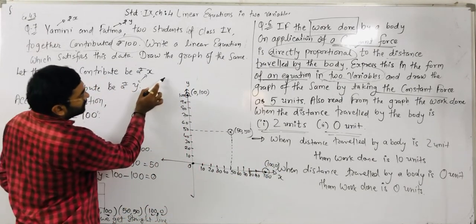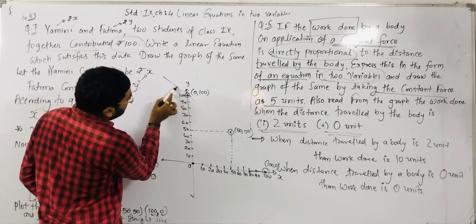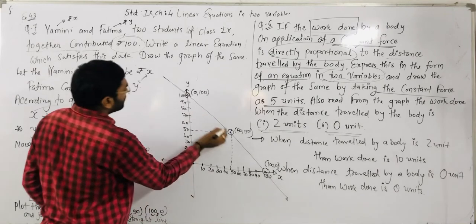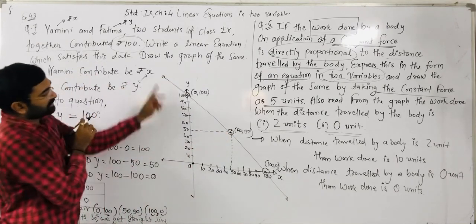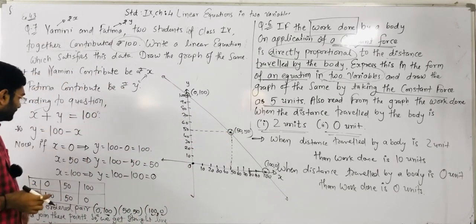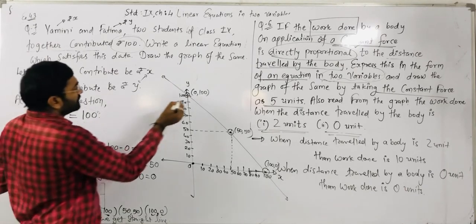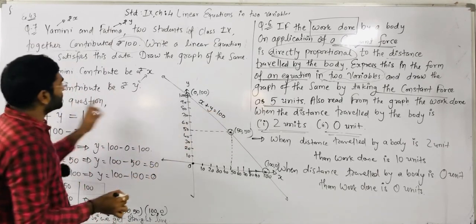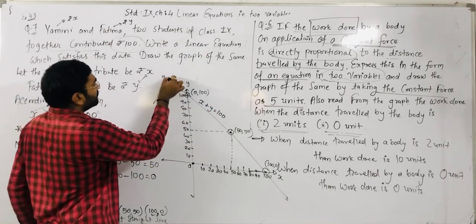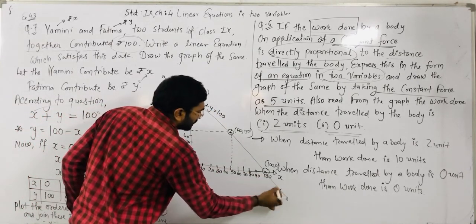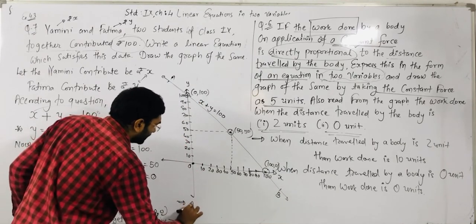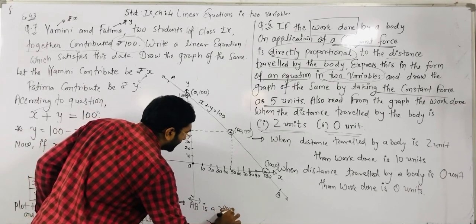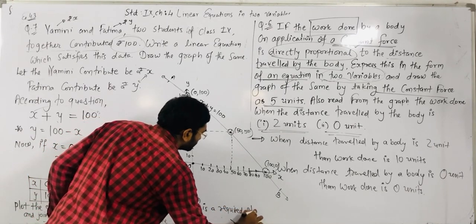So what you have to do? You have to connect all these 3 points. So you get the required equation's graph. Okay. So this is a straight line, and this straight line is the graph of which equation? x plus y is equal to 100. That equation's graph we drew. Right? Suppose we put the name AB. So we get the line AB, which is the required straight line.